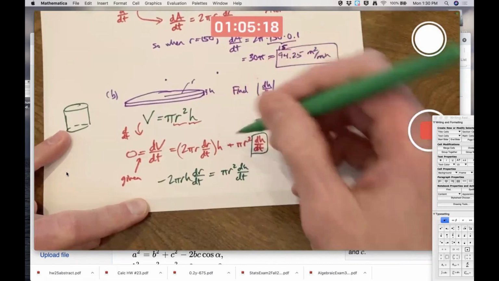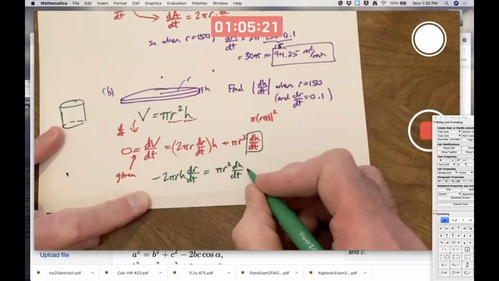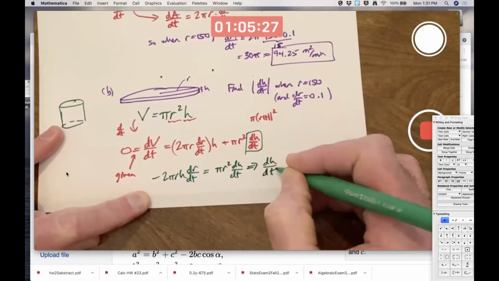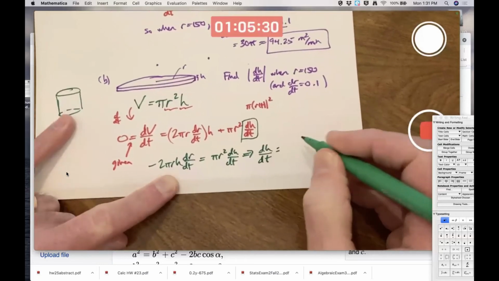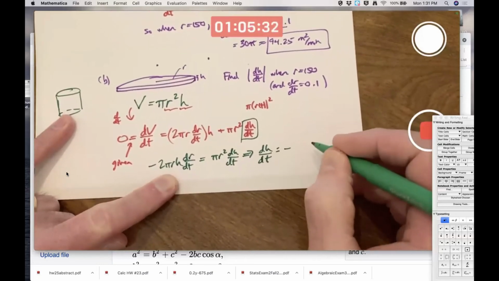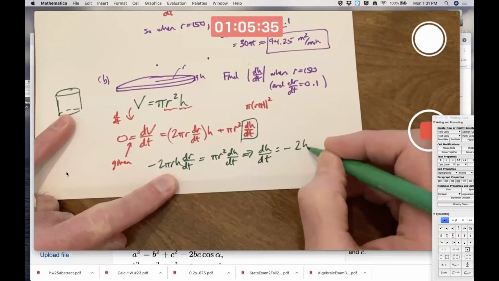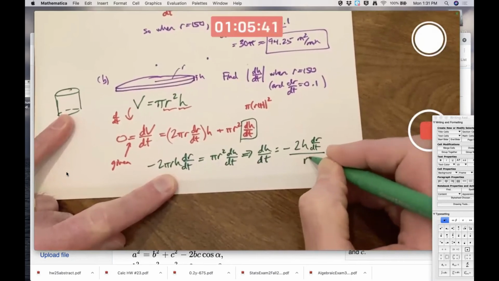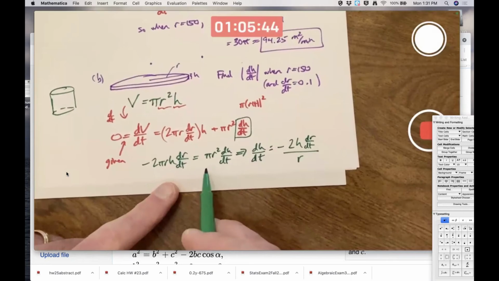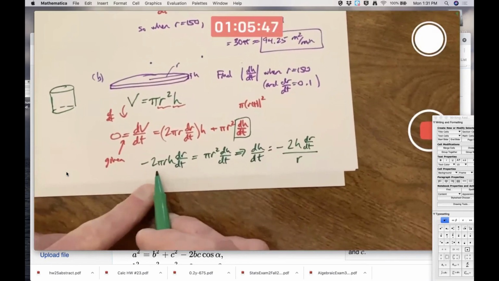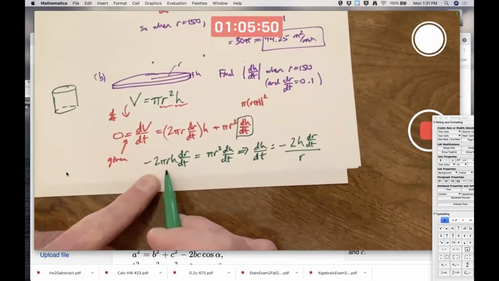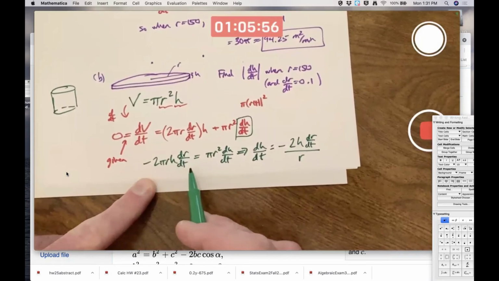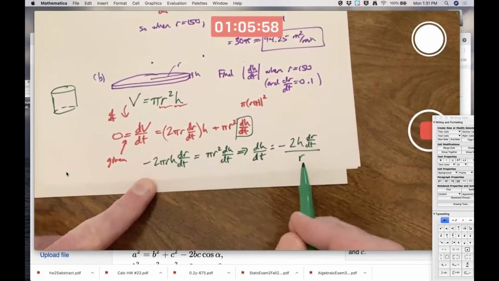And then divide both sides by pi r squared. The pi's will cancel. That's nice. And one factor of r will cancel. I'll get a negative 2h dr/dt over r. If I divide this by pi r squared, the pi's cancel, one factor of r cancels. I'm left with a negative 2h and a dr/dt in the top, and just an r that didn't cancel in the bottom.